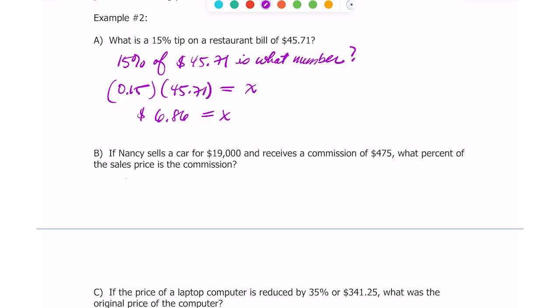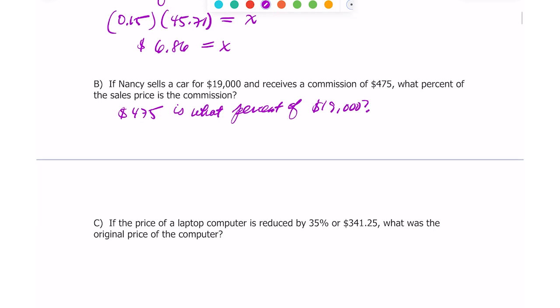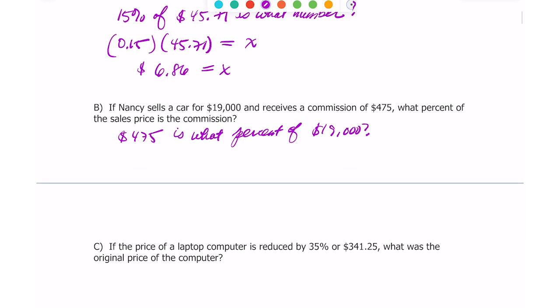In letter B, if Nancy sells a car for $19,000 and receives a commission of $475, what percent of the sales price is the commission? So here, we're basically asked 475 is what percent of $19,000.